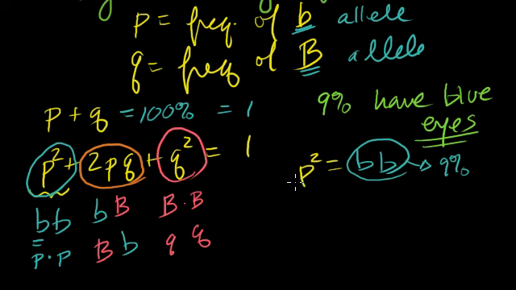And how do you think about that? Well, p is the probability of getting a blue allele. It's the frequency of the blue allele in the population. In order to get 2 of them, you have to multiply p by itself twice.